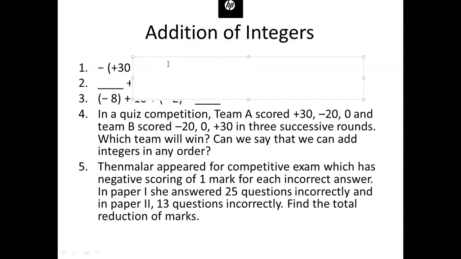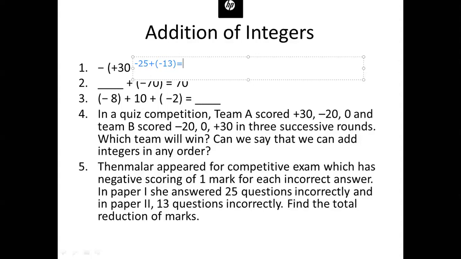Steinmuller appeared for a competitive exam which has negative scoring of 1 mark for each incorrect answer. So in paper 1, she answered 25 questions incorrectly. So 25 into 1 is 25. So it's going to be minus 25. And in paper 2, 13 questions incorrectly. So it is minus 13. So here 25 questions were answered incorrectly and 13 questions were answered incorrectly.